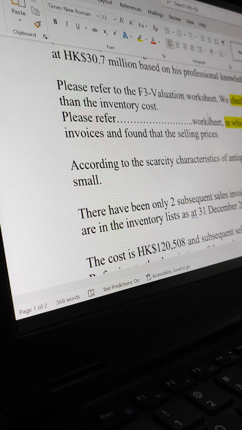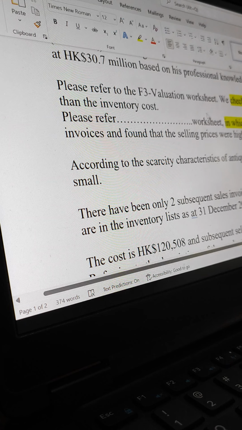Is this just one invoice or two invoices? The sum of two invoices is equal to 415,000. Yes. And that's different to the inventory cost. Higher than the inventory cost, yeah. So that means that he made profit. Yeah, okay. So like this, okay. Please refer to the F3 valuation worksheet, in which you will see that we have checked the sales invoices and found that the selling prices were higher than the inventory costs.